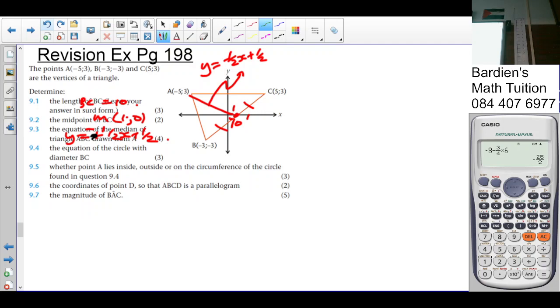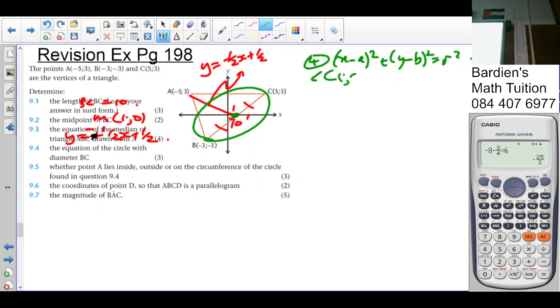Right, let's change the color. So the equation of the circle with the diameter BC. So in other words, the circle is going to look like this. If you have the diameter, then that is your center. Is the center at the origin? No. So it follows the formula: x minus a squared plus y minus b squared is equal to r squared. So the center of the circle is 1 and 0, or it's actually M in this case. It will give me x minus 1 squared plus y minus 0 squared is equal to r squared.